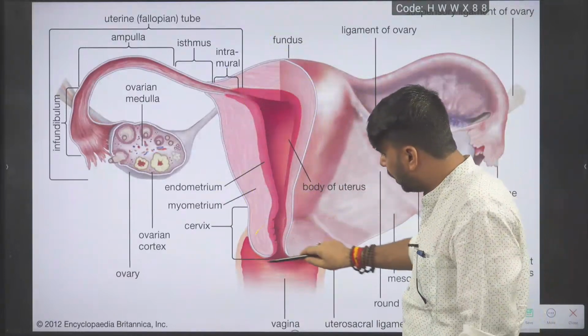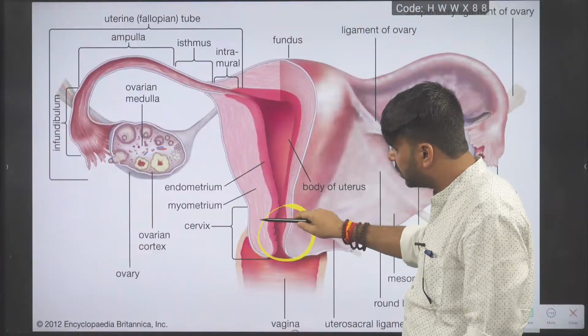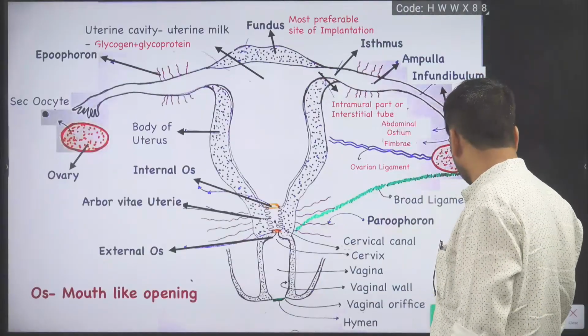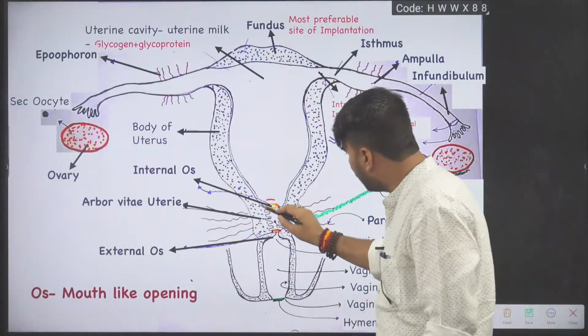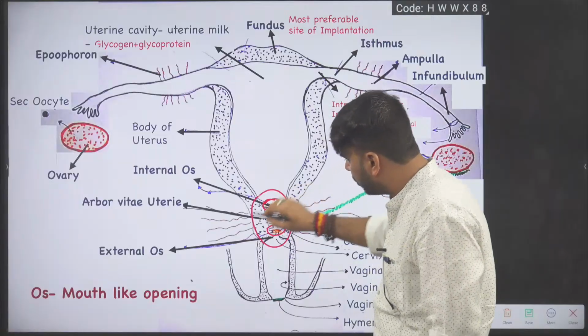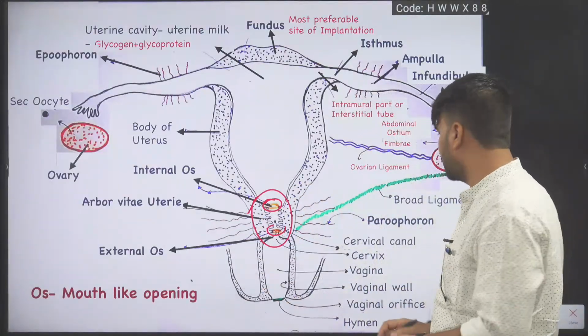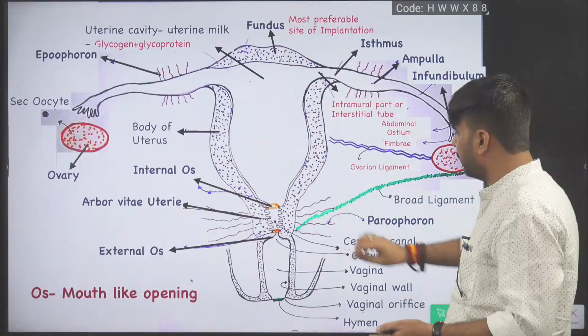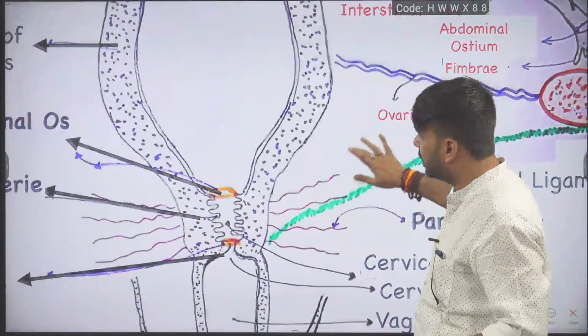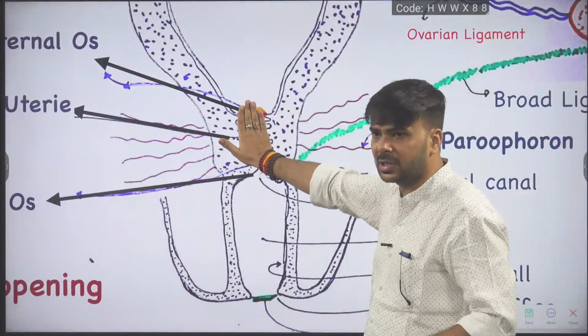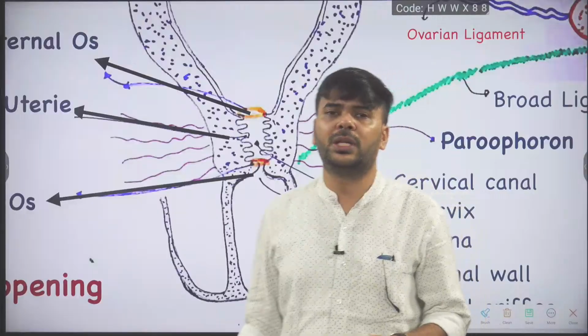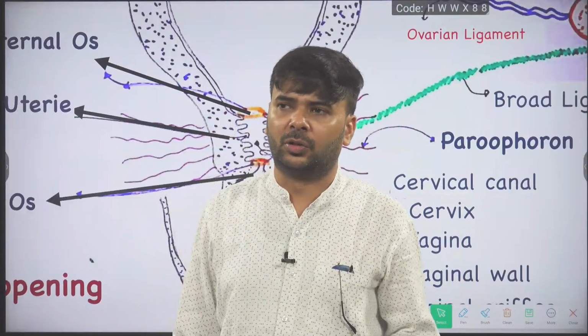And then this mouth of the uterus is called the cervix. This area is called the cervix. The cervix has two openings, the internal opening and the external opening. Can you see this area? The cervix has two openings, internal and external.